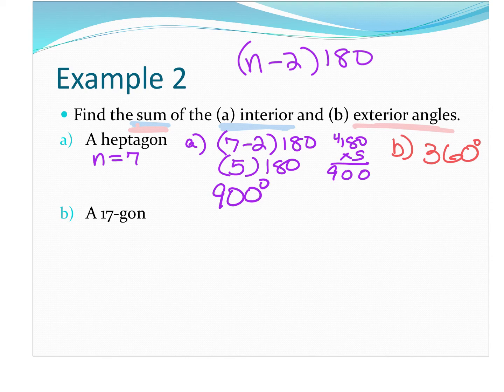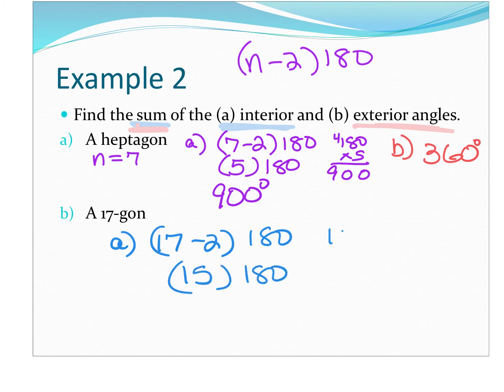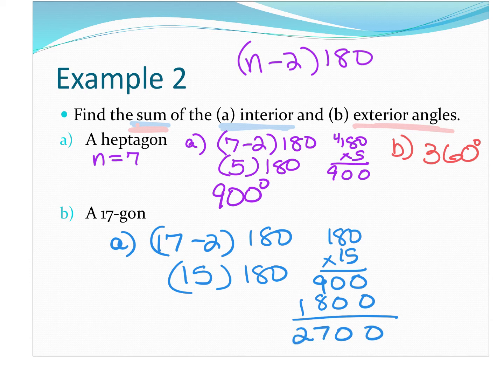We're going to do the same thing for the 17-gon. We're going to use the same formula. So for the interior angles, I'm going to do 17 minus 2, always subtract 2, 15 times 180, so 180 times 15, and I get 2,700. So the sum of all 17 angles of my 17-gon will be 2,700.